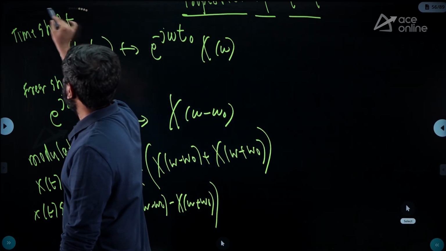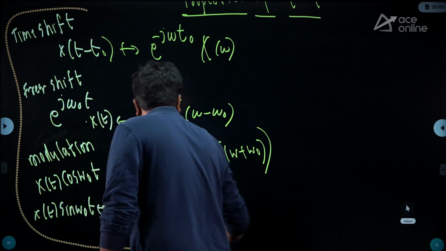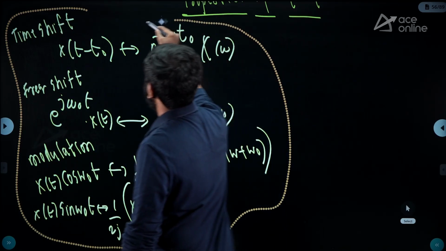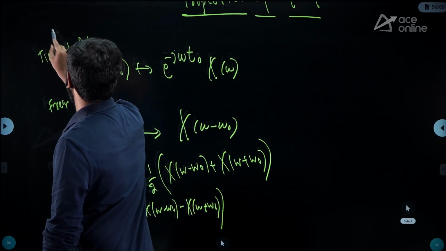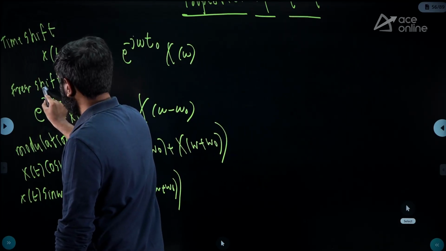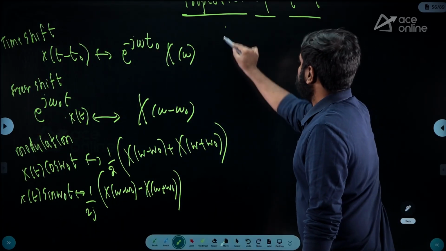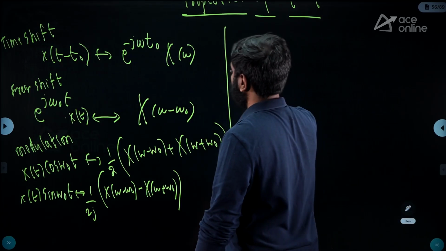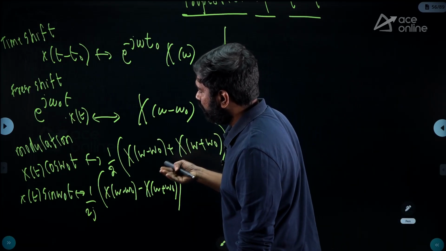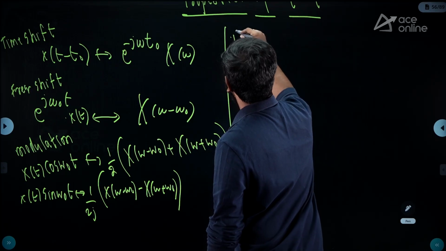There are many properties like this. We will discuss them one by one, and students have requested to solve some tricky questions from this topic. Definitely I'll solve them. So what are the other properties? Time shift, frequency shift, modulation. Let's go for time scaling.